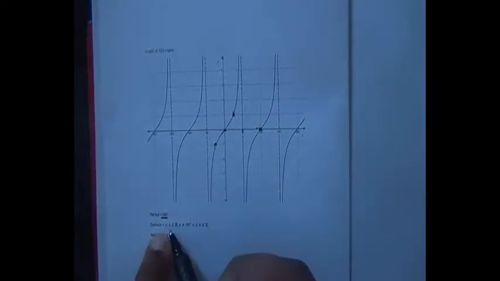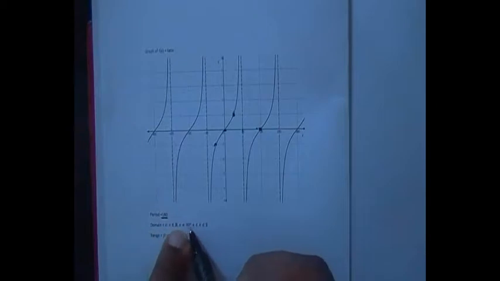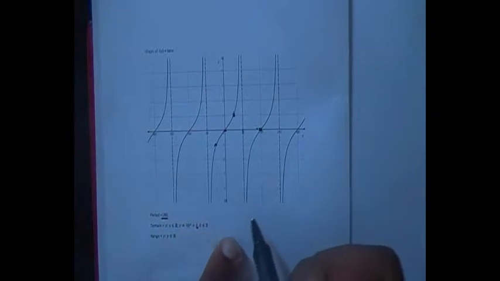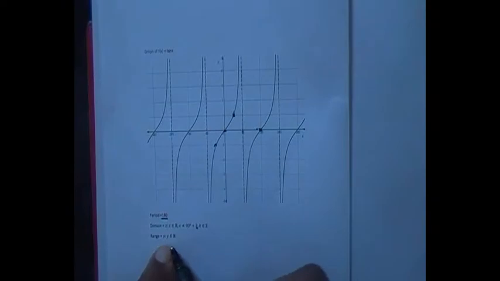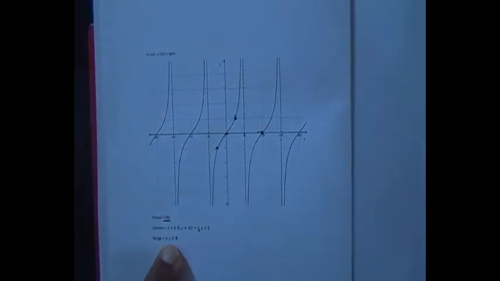So the domain is x any real value, but x cannot be equal to 90 plus 180k, where k is an integer. So every other multiple of 90 with a periodicity of 180 cannot work, but you can get any number as the range of the tan function.